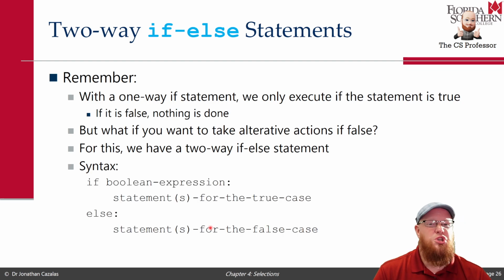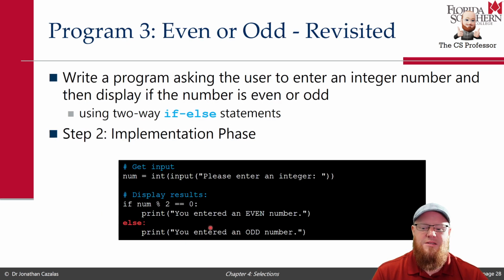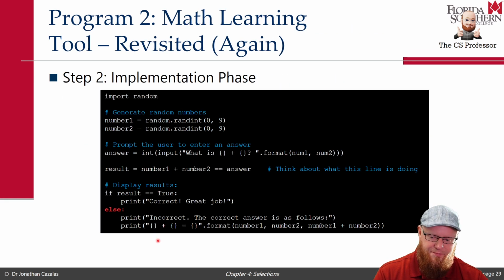That's two checks of the Boolean expressions, which is unnecessary. Here, we do one check. We check if this Boolean expression is true, we print it's even. But if that first Boolean expression was not true, we skip this print statement here, and we come to the else, and we print you entered an odd number.